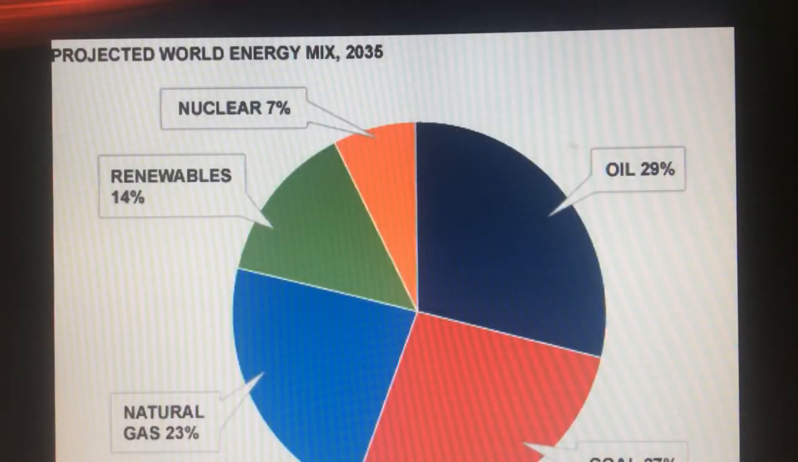In this last slide, we're looking at a pie chart that shows what the world might use in the year 2035, which is about 20 years from now. And you can see that in the projected uses, or what they think society will use, the amount of fossil fuel is still high. Natural gas is 23%, coal is 27%, oil is 29%. And even though renewable energy and nuclear energy is clean, it's still a small portion of this pie chart.